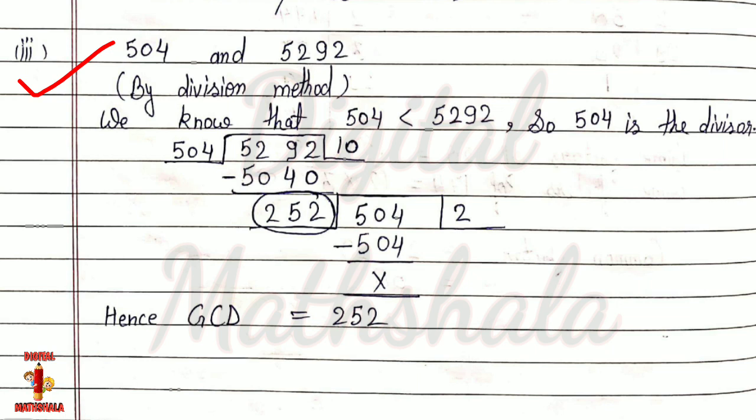As you know that 504 is lesser than 5292. So 504 will be the divisor here, and 5292 will be the dividend. So here it will go 10 times and then we will have remainder 252. As you know, it will go 2 times and then we will have remainder 0. So now the last divisor will be 252 and it will be the HCF or GCD of the given numbers. I hope you understand. Now we are moving to the next question.